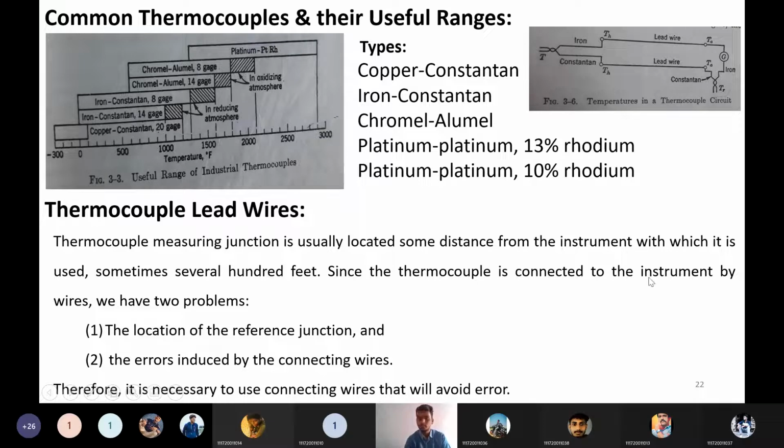Since the thermocouple is connected to the instrument by wires, we have two problems. One is the location of the reference junction, and the next is the errors induced by the connecting lead wires. If they are not compatible with the thermocouple construction material, their polarity will be different, and strong errors will result. Due to these errors, the entire thermocouple cannot be used. Therefore it is necessary to use a connecting wire that will avoid errors. What type of wires are compatible with what type of thermocouple construction material, we will see in a chart or table.